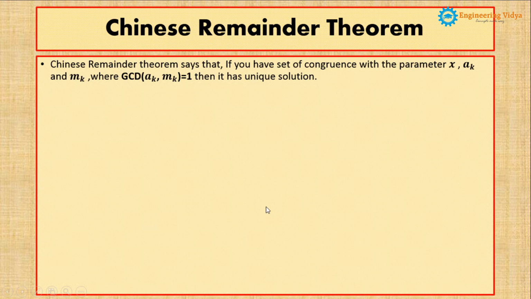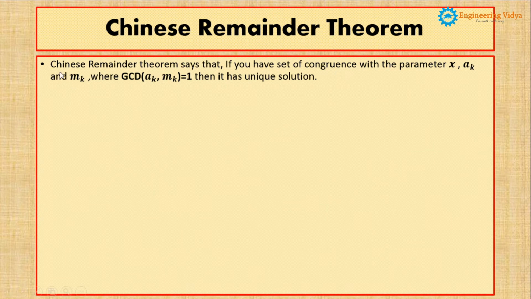First we'll see the statement of the Chinese remainder theorem. The Chinese remainder theorem is very simple, and the statement says that we have a set of congruences. In the Chinese remainder theorem they will never give just one congruence. Here a set of congruences will be given, where every congruence has three parameters x, ak, and mk. In all congruences, if we find the GCD of ak and mk, then it will be 1. If this condition holds, it means that this set of congruences has a unique solution.